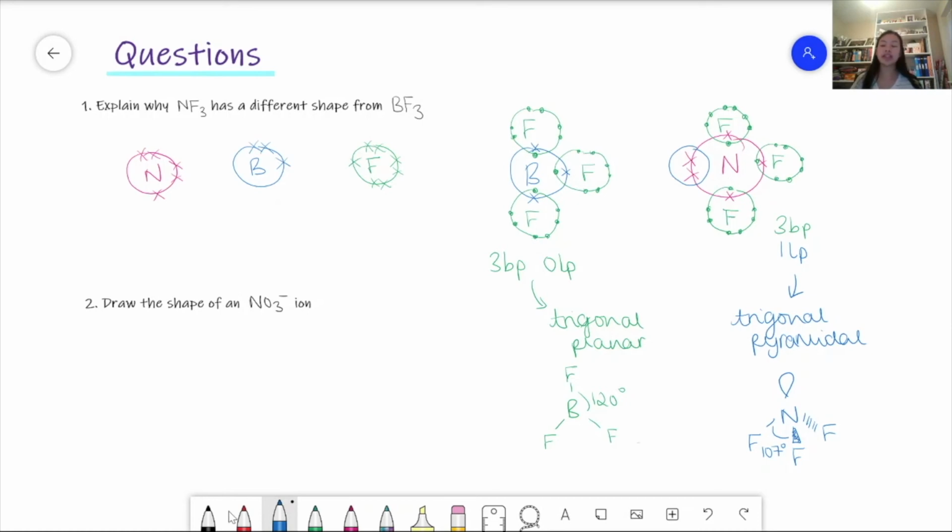So for number 2, draw the shape of an NO3 minus ion. So there's a nitrogen, so that's in group 5. So it has 5 electrons in the outer shell, and then oxygen, which has 6. So if we bonded 3 of these oxygens to a nitrogen, we'd have something that looks like this. Nitrogen, and then an oxygen here, another oxygen, and an oxygen here.